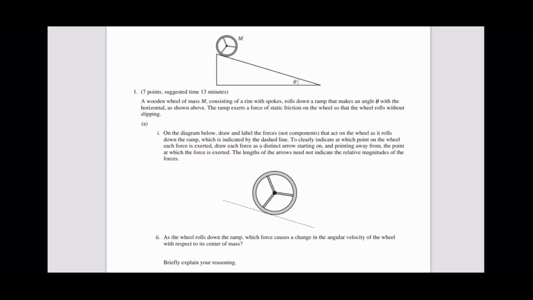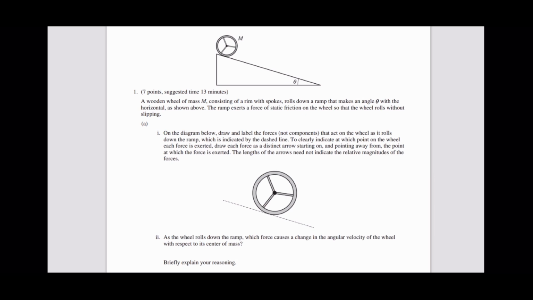So this is the first question from the 2016 AP Physics exam, and the description reads as follows. A wooden wheel of mass m, consisting of a rim with spokes, rolls down a ramp that makes an angle theta with the horizontal as shown above. The ramp exerts a force of static friction on the wheel, so the wheel rolls without slipping.